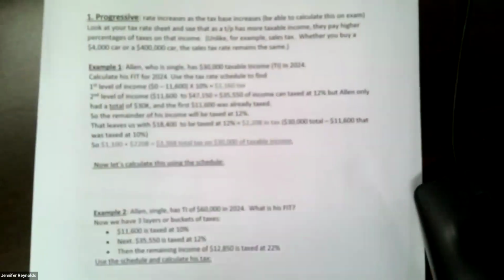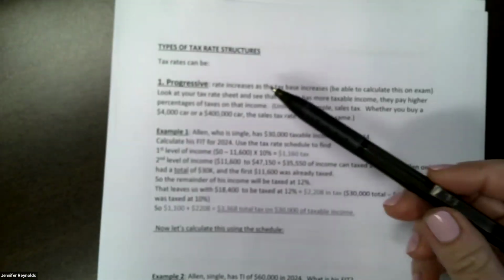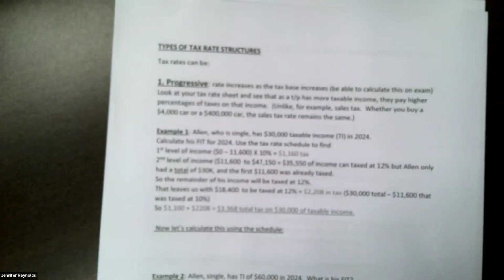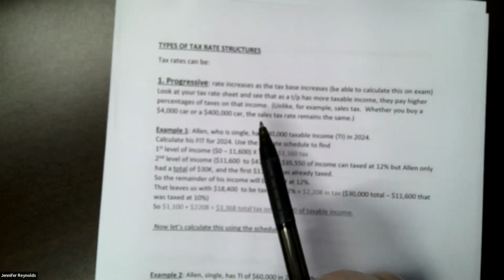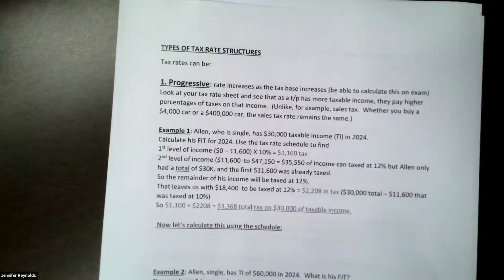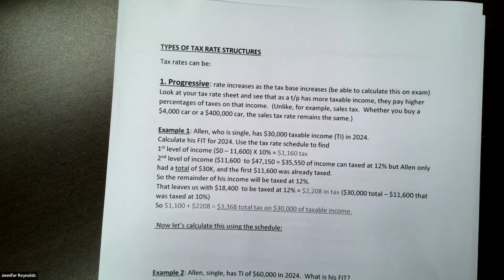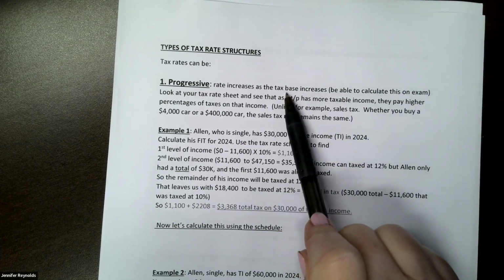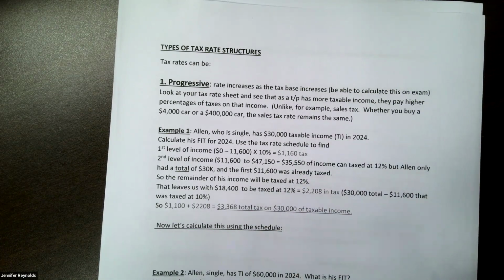I'm going to flip over to my document camera here. Okay, this is from your notes. So we talk about the progressive structure of our federal income tax system, and hopefully by now you know that means not only does the absolute value of the tax dollars go up as you have more taxable income or a higher tax base, but the percentage, the tax rate itself goes up.